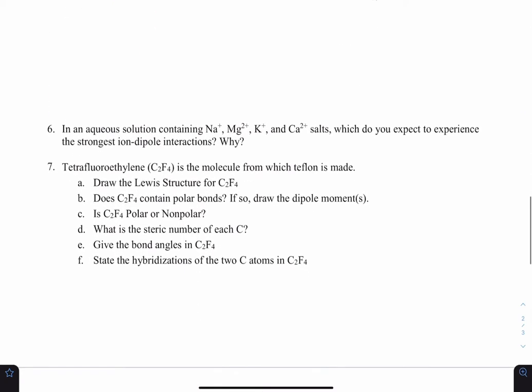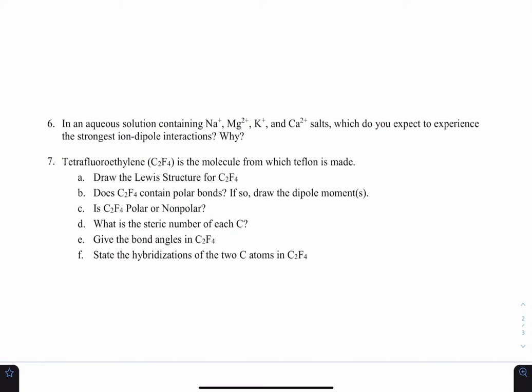Number 6, in an aqueous solution containing Na+, Mg2+, K+, and Ca2+ salts, which do you expect to experience the strongest ion-dipole interactions? Why? Important to note here is you're going to have to use a law that we've used previously, but that maybe you don't remember you had to use for this situation. It's called Coulomb's law, and it looks a little bit like this. It's the charge of one compound times the charge of the other over the distance between them, and technically the distance is squared, but we'll just call distance r.